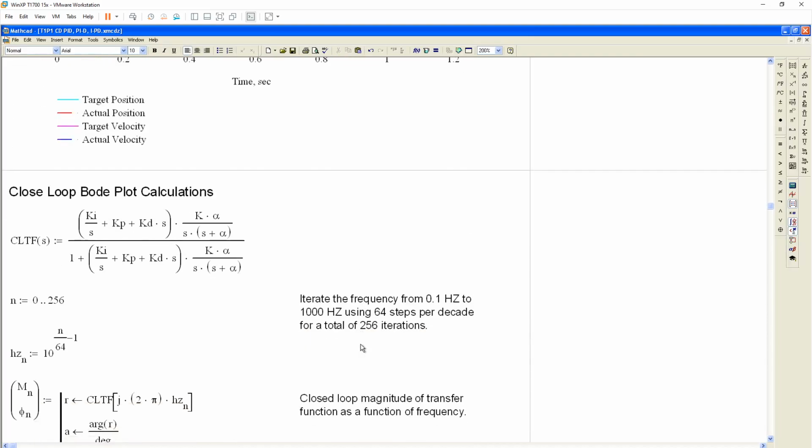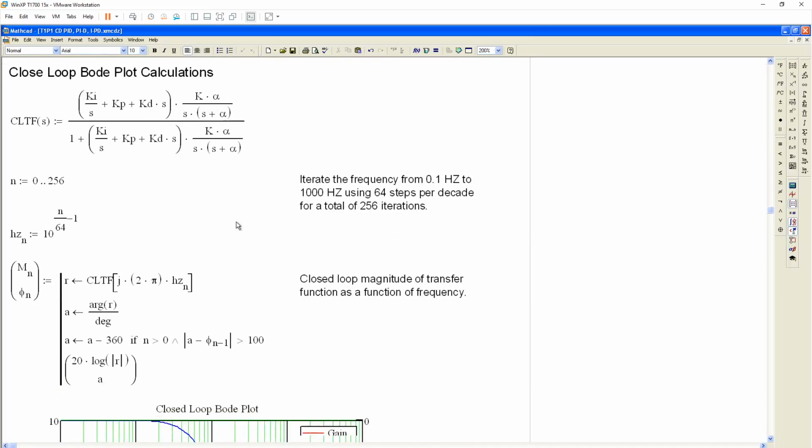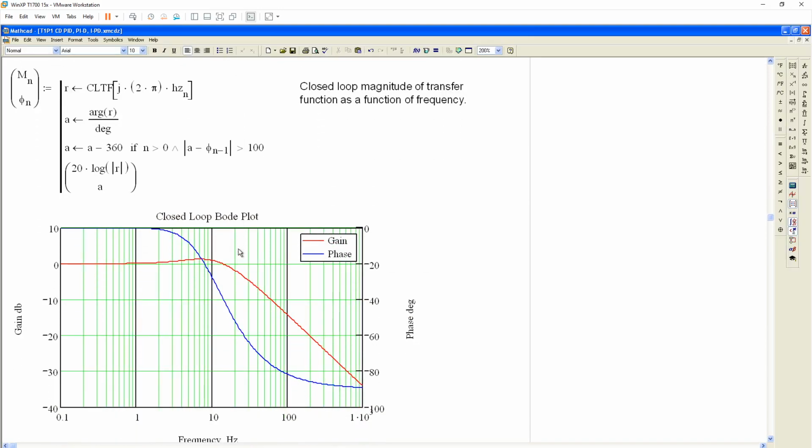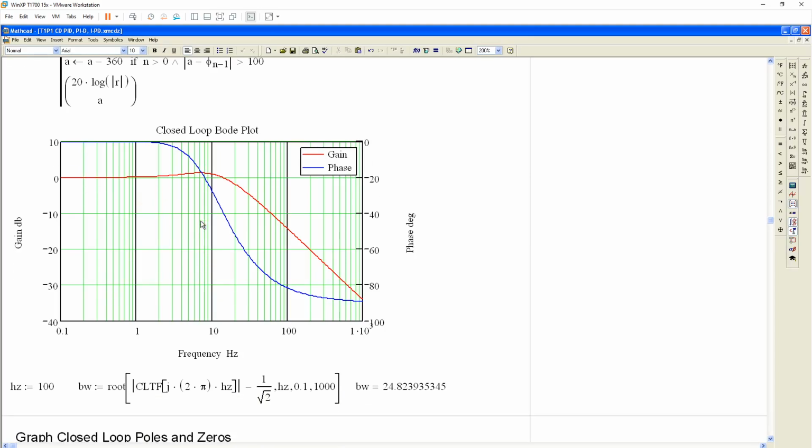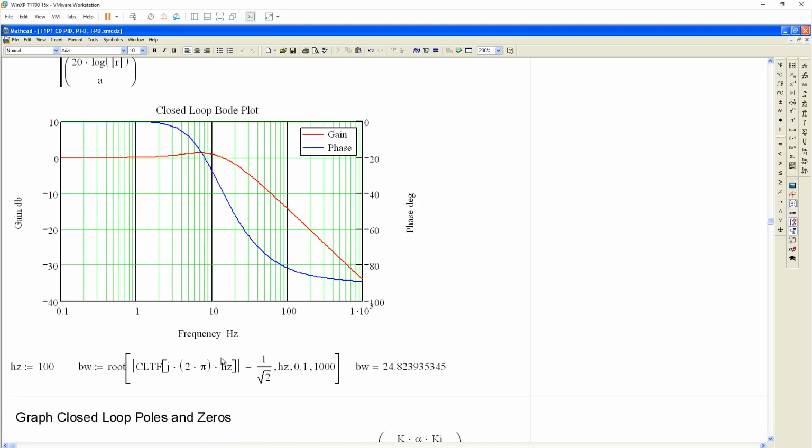So let's look at the Bode plot. Again, this is my closed loop transfer function, and I'm going to show the Bode plot. And it looks pretty good, but what is disturbing is this one little section right here where the gain goes up above 1, and that's not desirable. But this closed loop transfer function has a bandwidth of almost 25. And I did that by just searching along this line here till I get to minus 3 dB down.